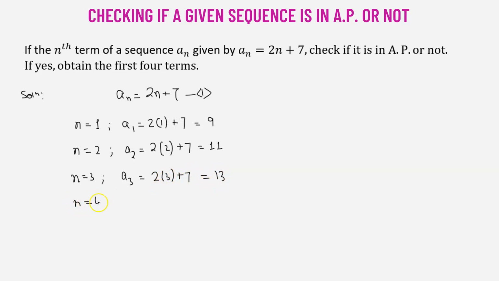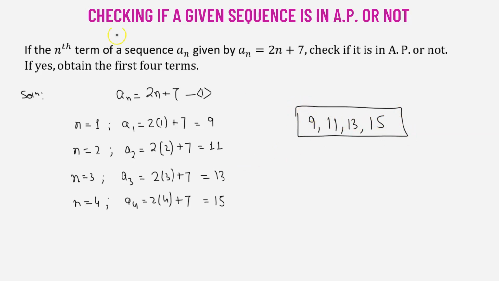And for the fourth term, we will consider n equal to 4, such that a4 becomes equal to 2 times 4 plus 7. So 2 times 4 is 8, and 8 plus 7 is going to be equal to 15. Now we have obtained the given sequence, which has the first term 9, the second term 11, the third term 13, and the fourth term 15. So this is our sequence.